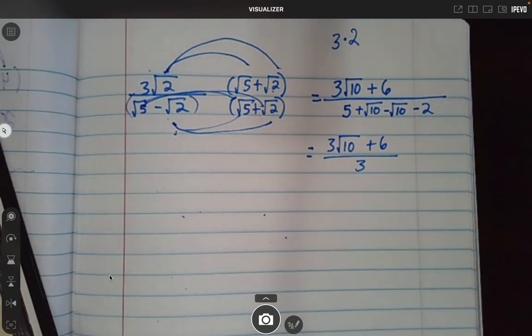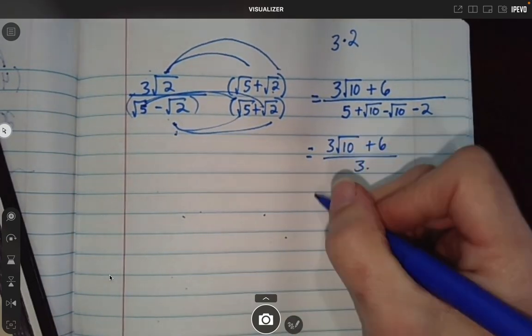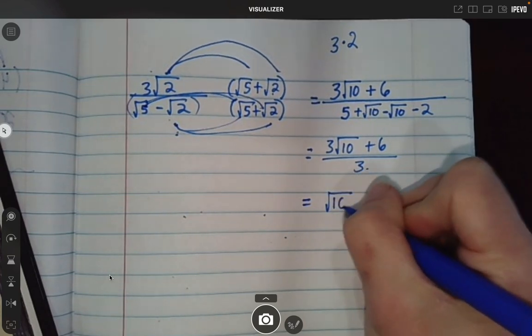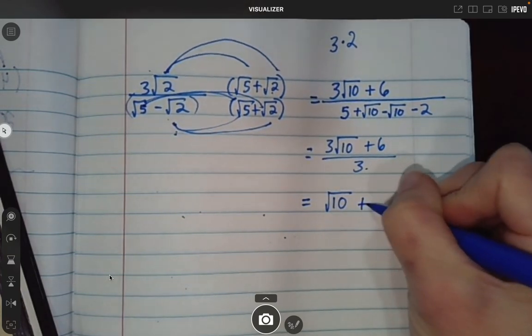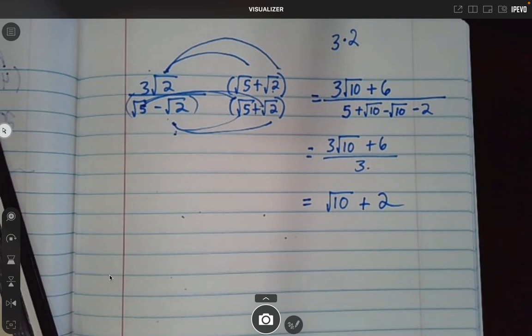What do y'all notice that they all have? 3, 3, and basically 6 can be divided by 3. So we're going to divide them by 3. What is 3 divided by 3? 1. So I have 1 square root of 10. And what is 6 divided by 3? 2. There's our answer.